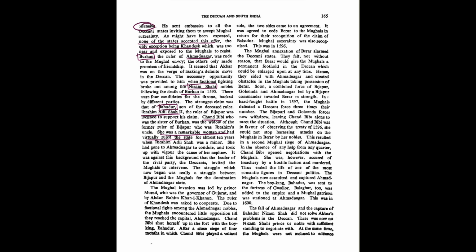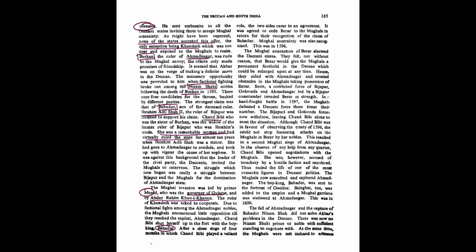The Mughal invasion was led by Prince Murad, who was the governor of Gujarat, and Abdur Rahim Khan Khanan, and the ruler of Khandesh was asked to cooperate. Due to factional fights among the Ahmednagar nobles, the Mughals encountered little opposition till they reached the capital Ahmednagar. Chand Bibi shut herself in the fort with the boy King Bahadur.